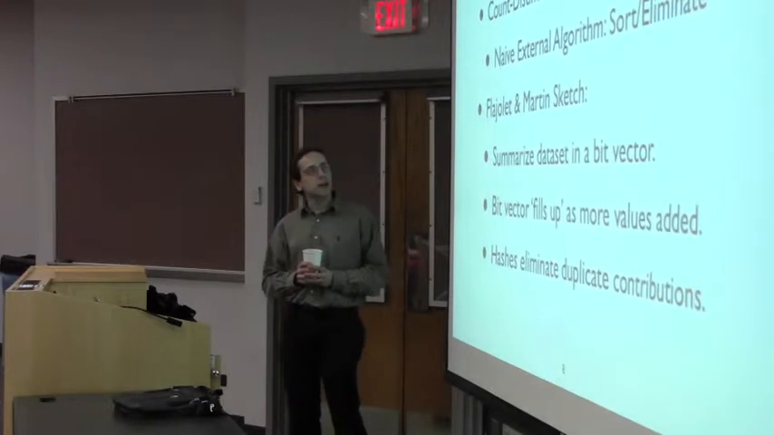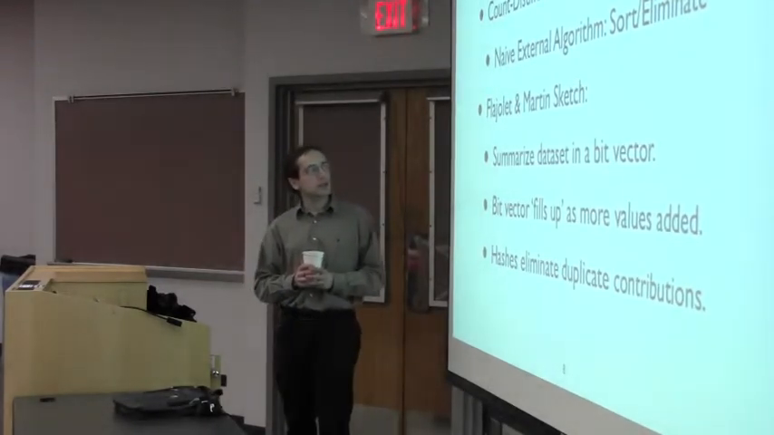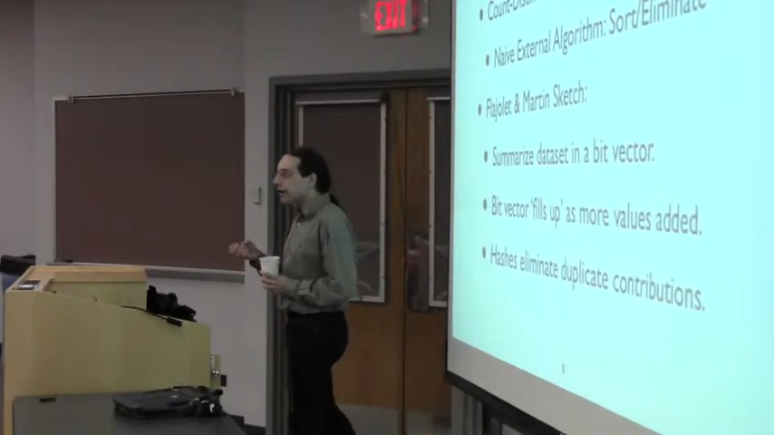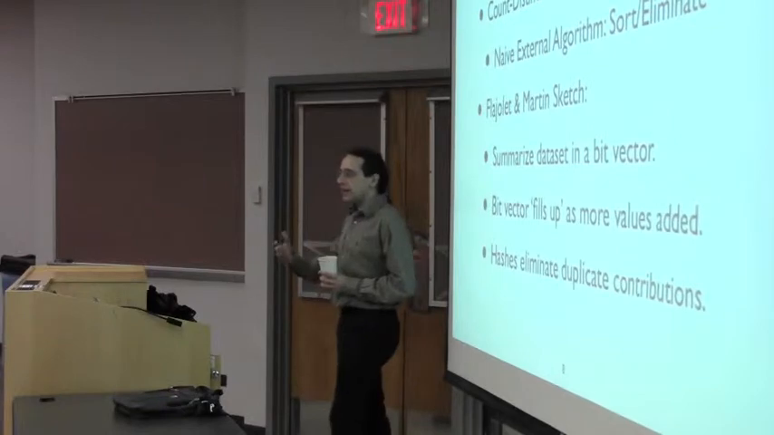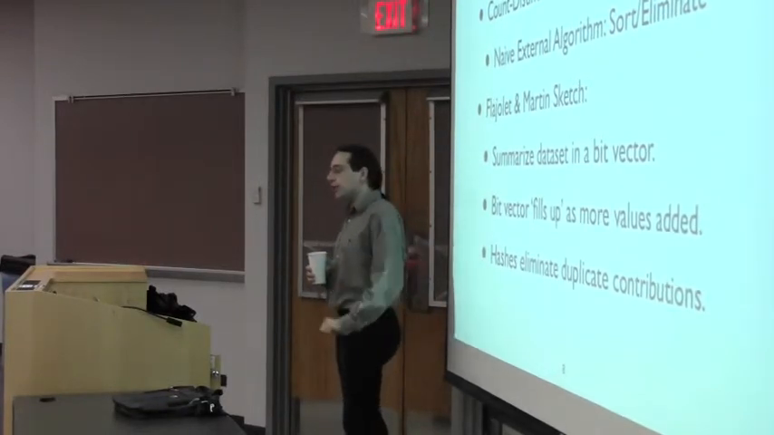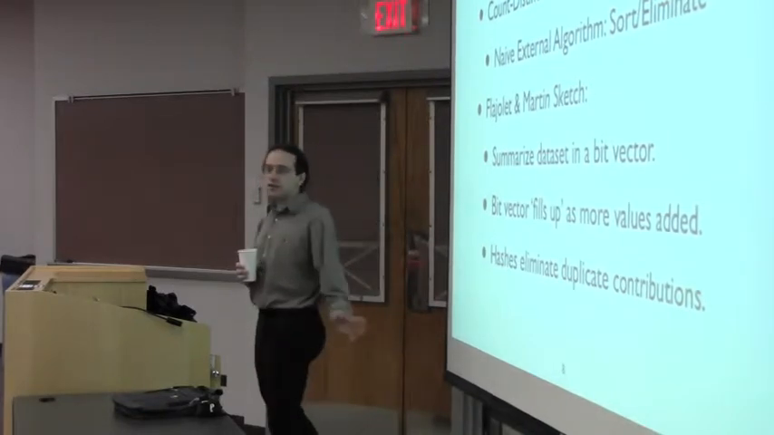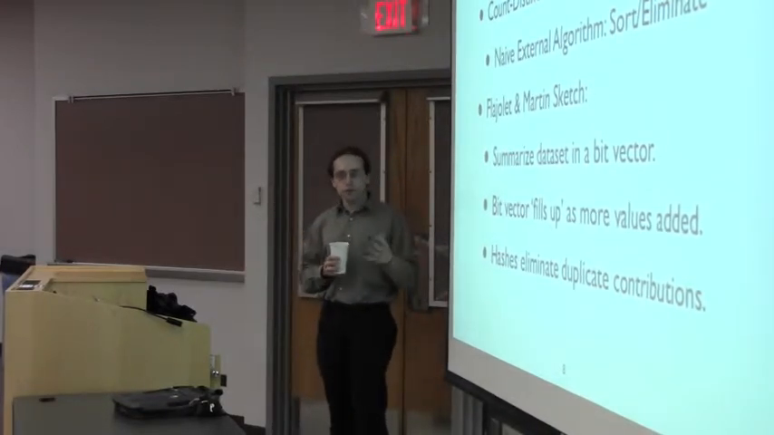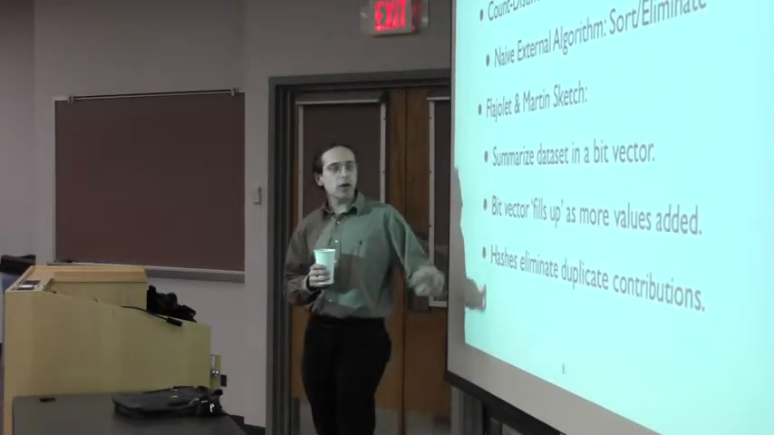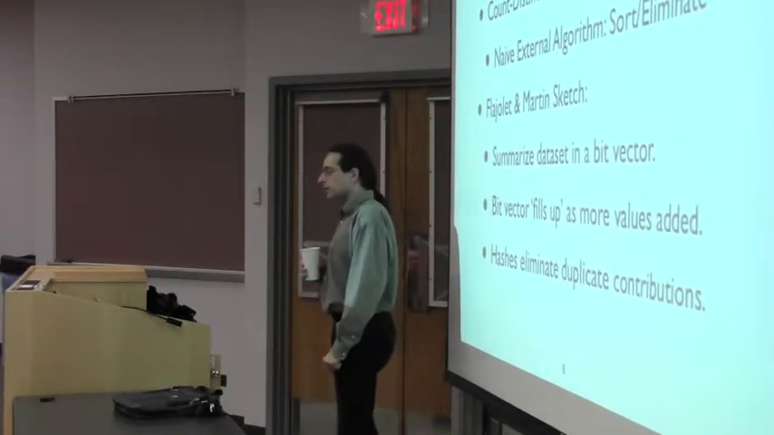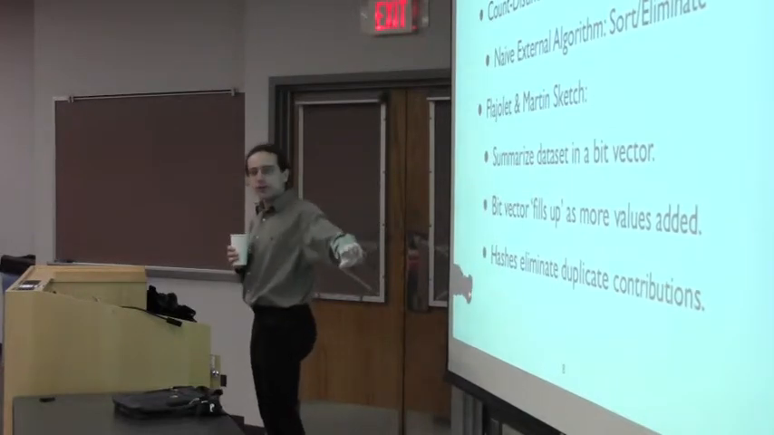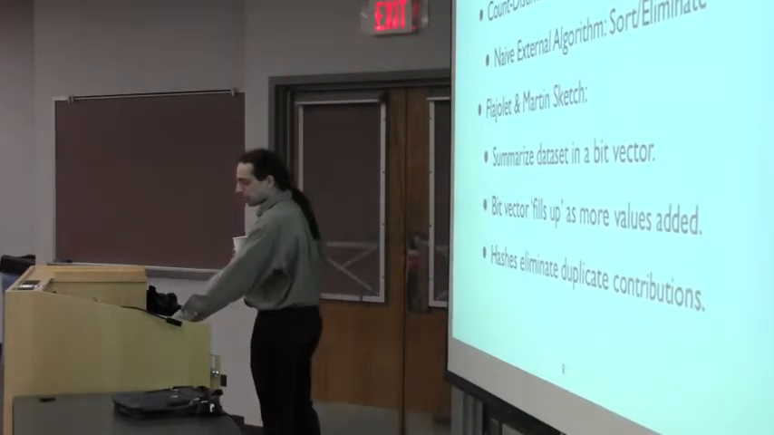So back in the 80s, a pair of chaps called Flajolet and Martin developed a technique that allowed you to summarize a data set in a bit vector in such a way that this bit vector is going to slowly fill up in a very precise way. And as it fills up, we can track how full that bit vector is and get a reasonable estimate for how many values are in that particular set. And we're going to use hashing as part of this in order to eliminate duplicates.